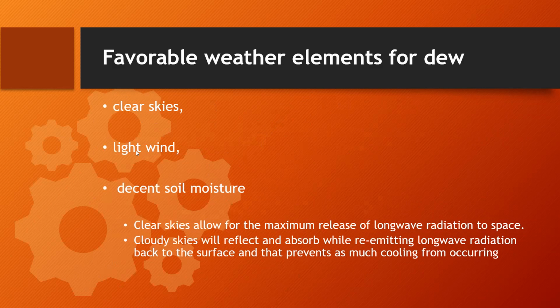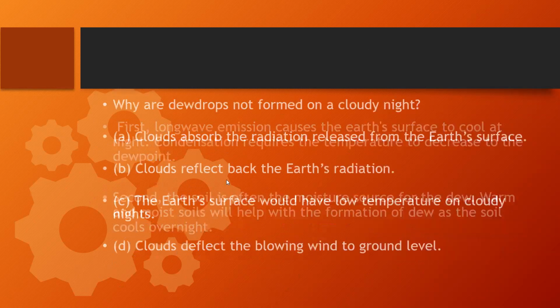Similarly, light wind. If there is more wind, there will be more mixing of the air. More mixing means temperature would be affected. With light wind, similar temperatures can be maintained, right? And of course, only when there is moisture will you find dew. When the soil is very, very dry, where will you get the moisture from? That is another reason decent soil moisture has to be there.